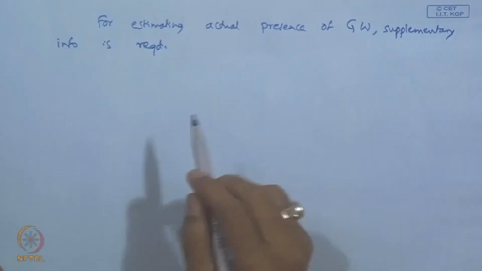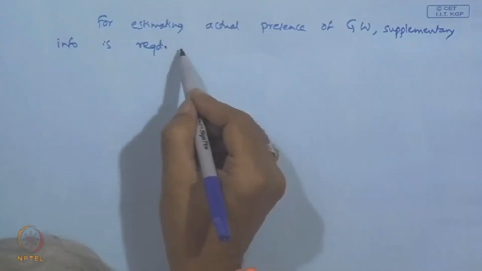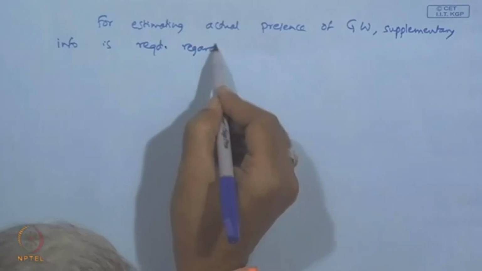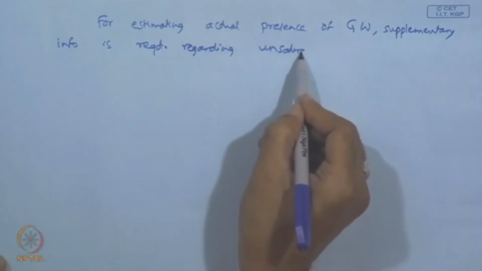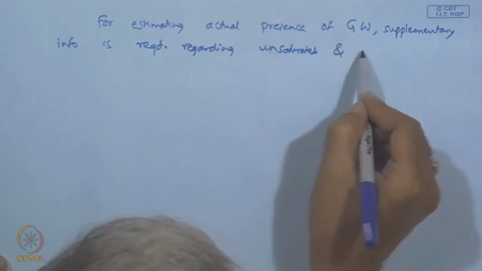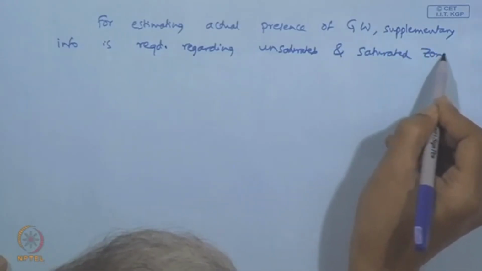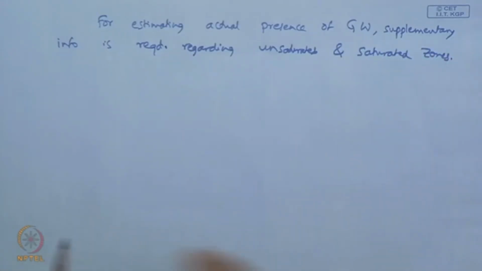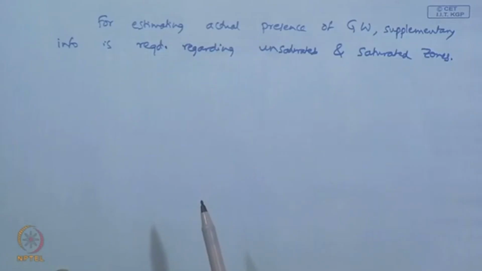And so, using this supplemental information regarding unsaturated and saturated zones, we can then estimate the presence of groundwater.